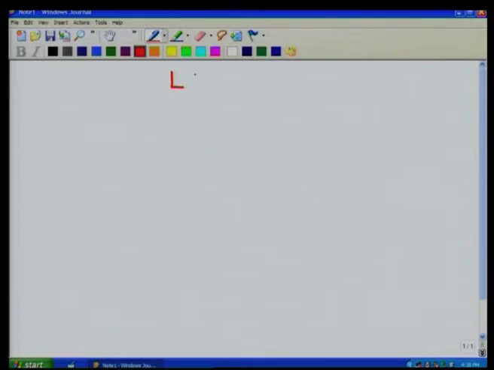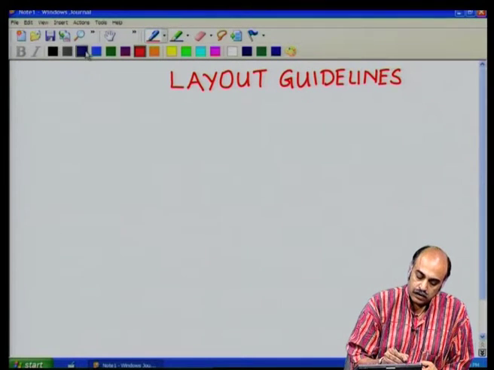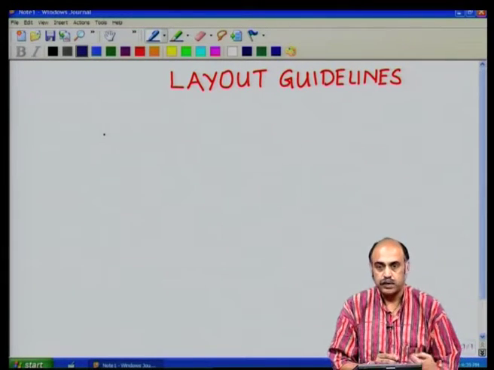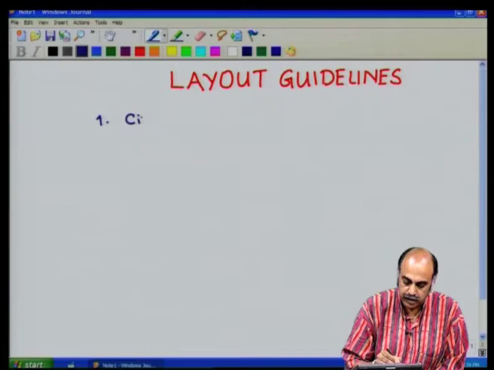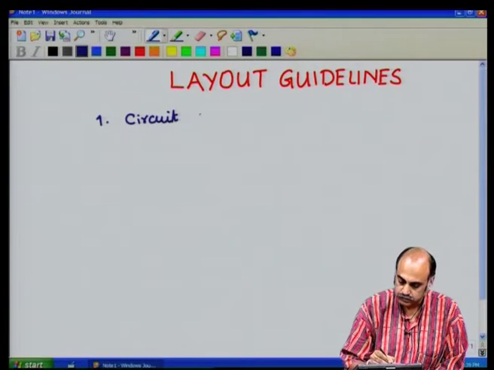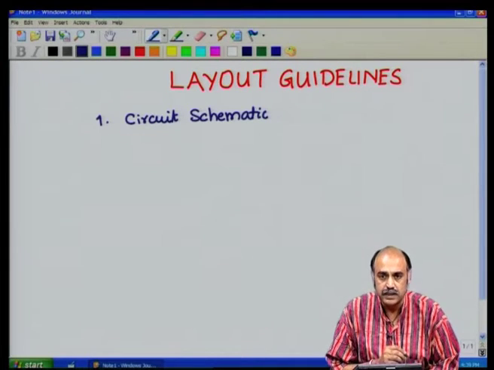To start with, let us discuss something about some layout guidelines. If you are making a printed wiring board, the first thing that you would do is have a circuit schematic. Now, the circuit schematic is the culmination of your paper design exercise.